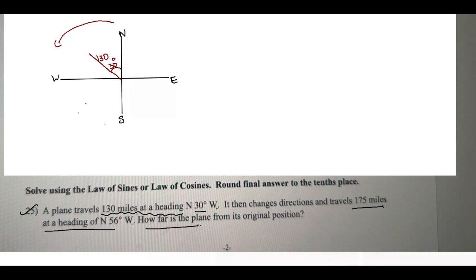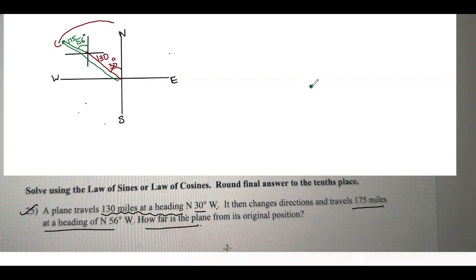What is required is that you have to make directions again. Here you have to make directions, again 56 degrees from the north to west. You can imagine it like this. This is 56 degrees, and the distance traveled here is 175 miles. And thereby the resultant vector is here from the original position.